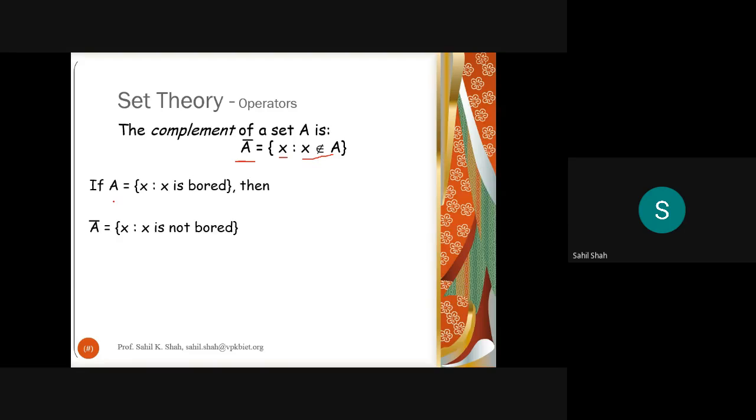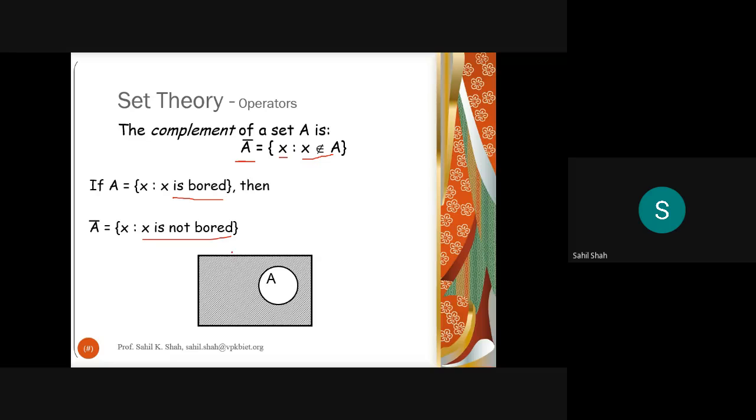If A is the set of all X such that X is a student who is bored with this lecture, then what will be its complement? A bar. It will be the set of all elements who are not bored with this lecture. I hope this is clear. We are going to take the opposite. Whatever is present, apart from that, whatever comes, we are going to take it in the complement of the set.